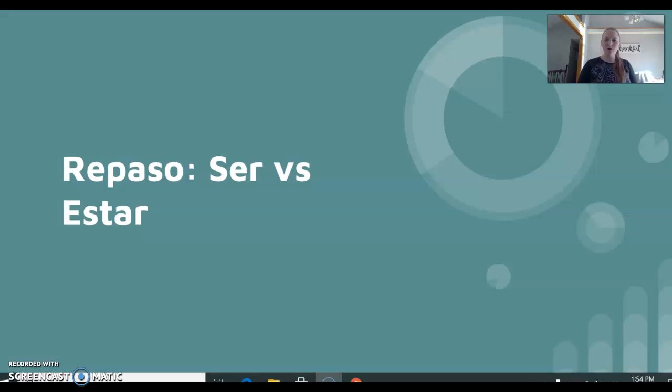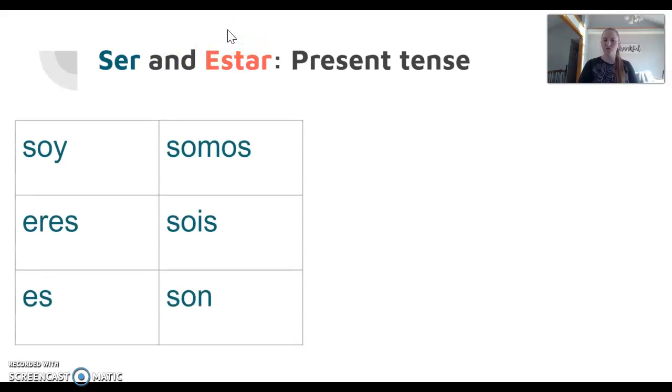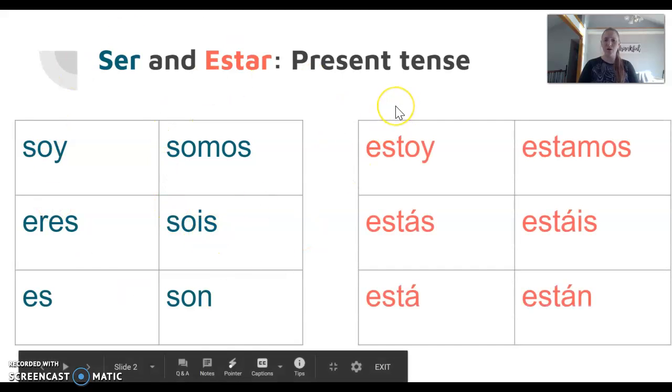Today we are going to be reviewing ser and estar and when to use each of these verbs. So first off, let's look at each verb in the present tense. Ser: soy, eres, es, somos, sois, son. You should know this already. No accents anywhere on ser.